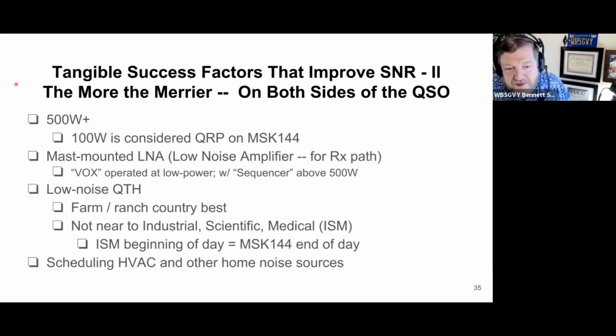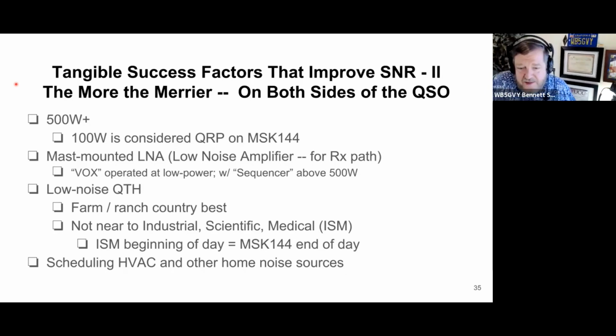Ideally, you have a low noise QTH. Farm or ranch country is best. And the worst thing is to be located near something that is industrial, scientific, or medical. You'll hear people talking on the air. They'll say, hey, the hospital near me started using one of the imaging machines, and when the hospital starts doing the CAT scans, that's the end of the MSK 144 for that op.